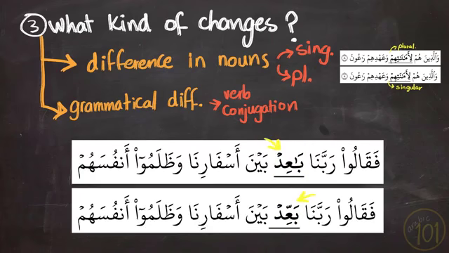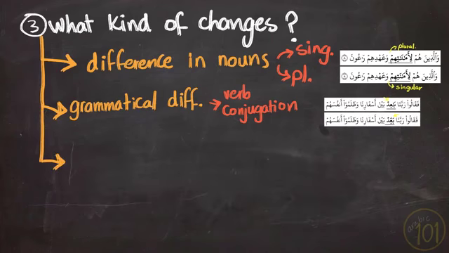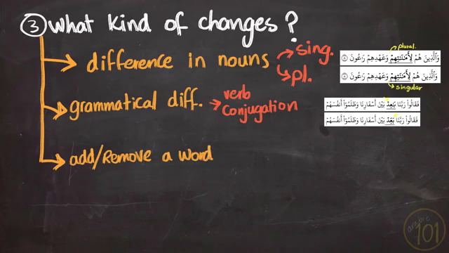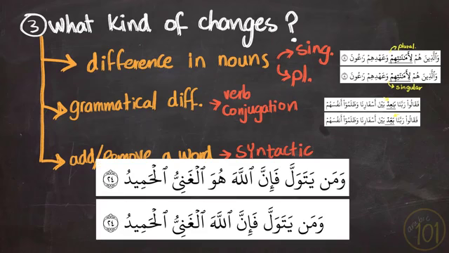Another type of variation is the absence or the addition of a word, and this is one of its examples. وَمَن يَتَوَلَّ فَإِنَّ اللَّهَ هُوَ الْغَنِيُّ الْحَمِيدُ، وَمَن يَتَوَلَّ فَإِنَّ اللَّهَ الْغَنِيُّ الْحَمِيدُ. Notice here that the change is merely syntactic, meaning that it doesn't affect the meaning of the ayah, but just the choice of words to say the same thing.